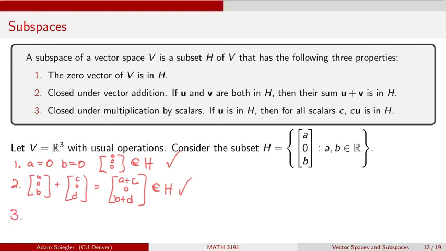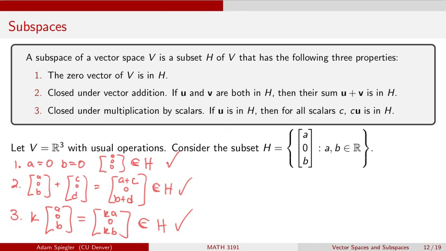And the same goes for scalar multiplication. If I multiply the vector (a, 0, b) by the scalar k, then using our regular scalar multiplication, we multiply k by each entry, and the resulting vector is going to have 0 in the second position. So this is going to be in H. And I'm using this symbol over here to denote being included inside of a set, so this means this vector is in the set H.